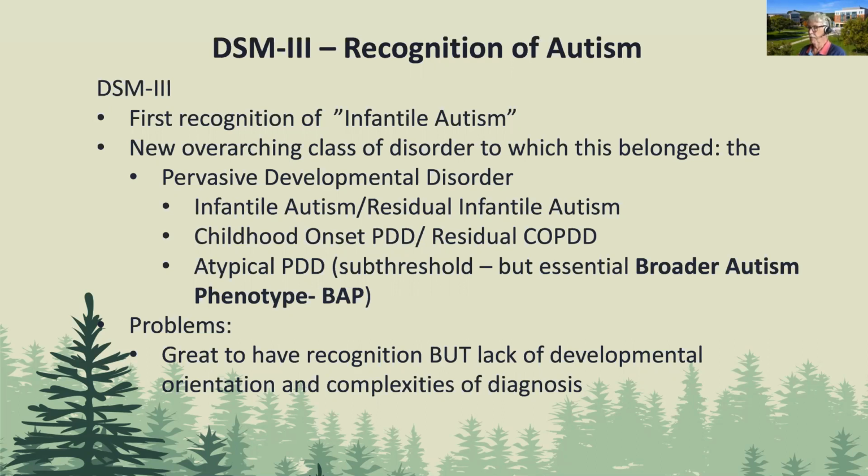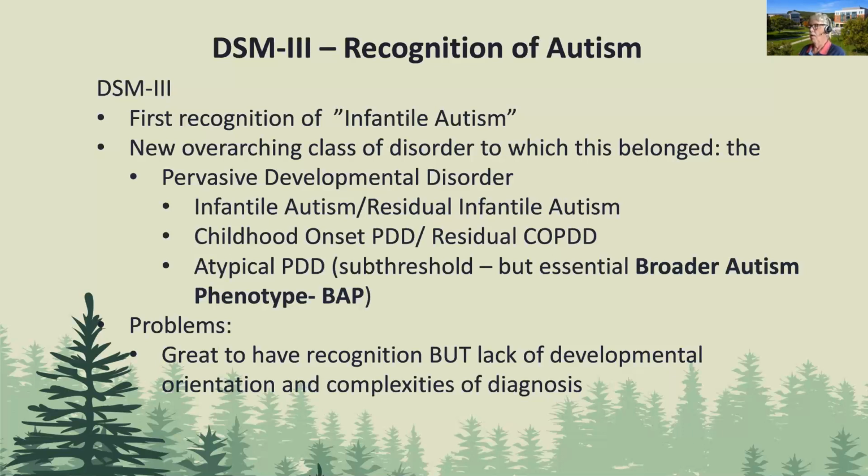And then this atypical PDD. This is the one that essentially, although not necessarily intentionally, represented what now would be thought of as the broader autism phenotype. The good news is that it was great to have recognition, and that spurred a lot of research. On the other hand, the lack of developmental orientation and complexities of diagnosis were a problem. The definition given was for, quote-unquote, infantile autism, pervasive lack of social responsiveness to other people, for example.